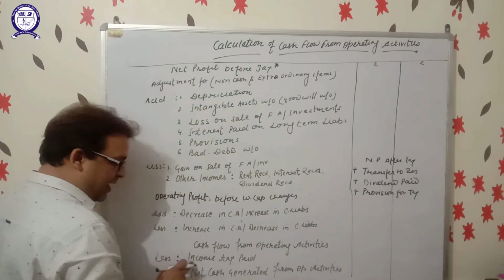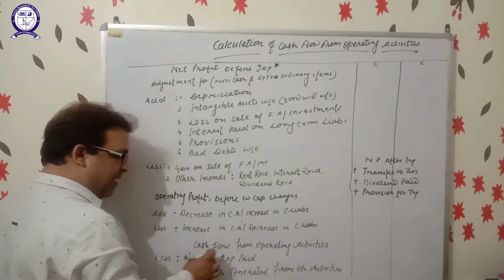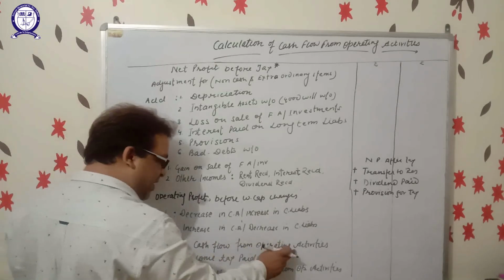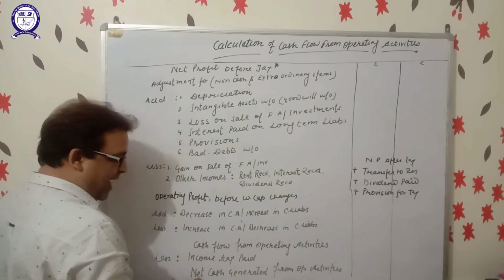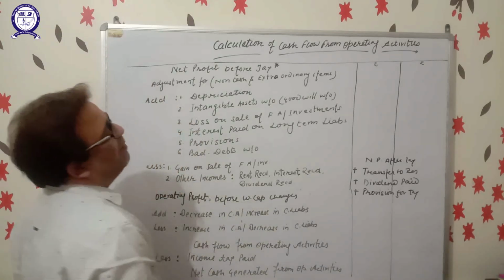Last item, less income tax paid during the year, if any. If any income tax is paid, it is deducted from cash flow from operating activities, and we will be able to find the net cash generated from operating activity.